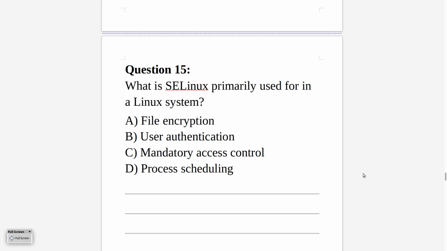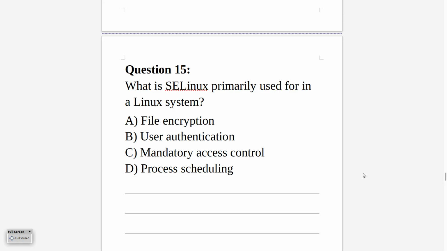Question 15. What is SE Linux primarily used for in a Linux system? Is it file encryption, user authentication, mandatory access control, or process scheduling? Oh, you know, I thought that SE Linux was a distro. So now I'm a bit confused. What is it used for in Linux?